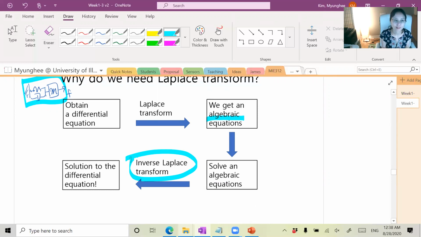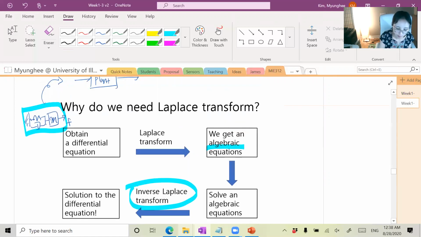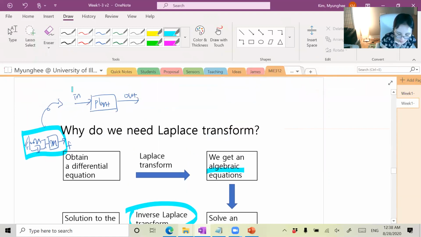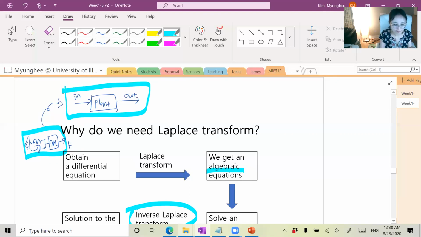So the two benefits are that we can make a separate entity, like we can make it this simple. We can make a system as a block diagram using a Laplace transform. And you can also get algebraic equations.